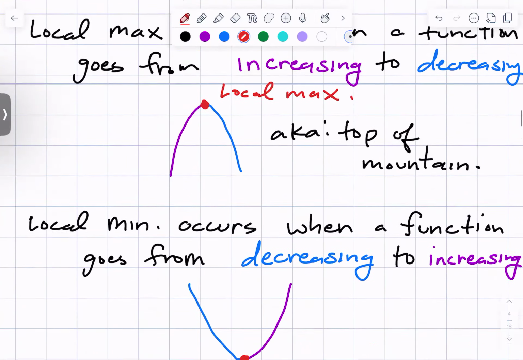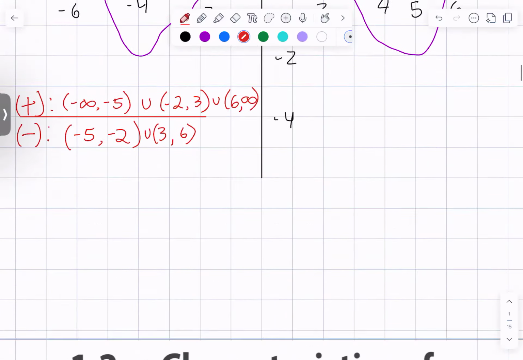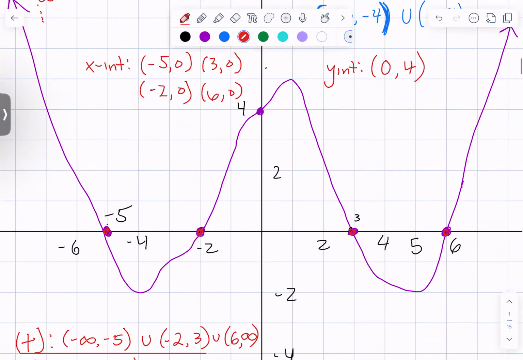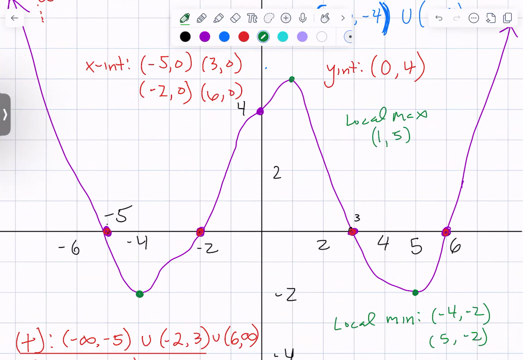All right. So the local mins are going to be here and here, at (4, -4) and (5, -2), and your local max is going to be here at (1, 5).